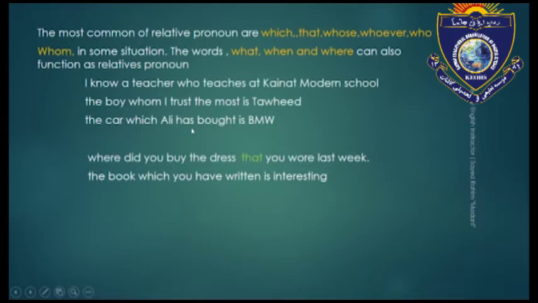The car which Ali has bought is BMW. Here, which refers back to the noun, which is car, or we can say which joins two sentences. The car is one sentence, Ali has bought is BMW. If we don't mention the which, the car Ali has bought is BMW, it is completely incorrect. It is wrong, or we can say it doesn't fit the grammar.